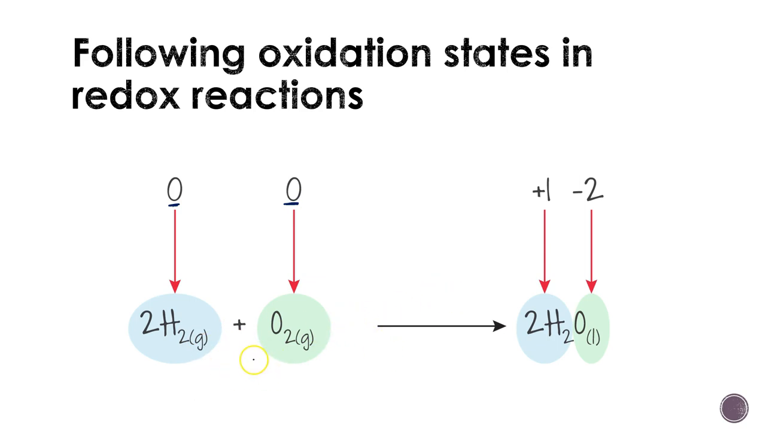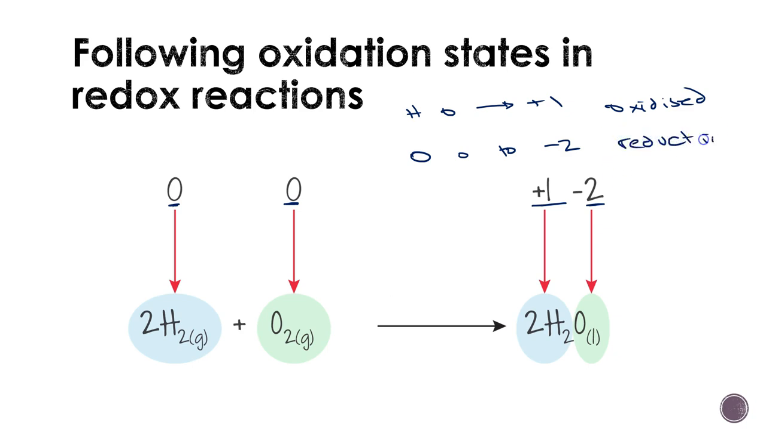When these two elements react, we get water. And if we have a look at this, we can see that this is actually a redox reaction because the oxidation number on hydrogen in a molecule is +1, and the oxidation number for oxygen in a molecule is -2. So we can see that hydrogen went from 0 to +1, so it has been oxidized, and oxygen has gone from 0 to -2. So it's gone down, and we can say that the oxygen was reduced.